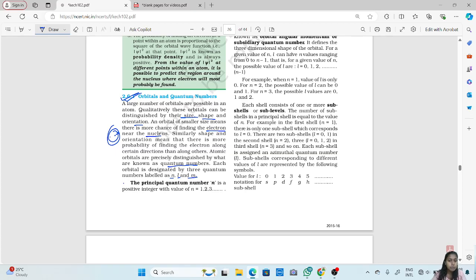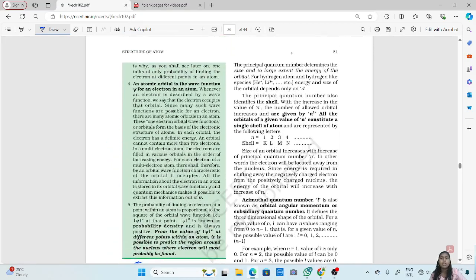Now the first one is the principal quantum number, denoted as n. It is a positive integer value. n is equal to 1, 2, 3, 4, just integer numbers. The principal quantum number determines the size and, to a large extent, the energy of the orbitals. Now what does this principal quantum number determine? It determines the size of the atom and, to a large extent, the energy of the orbital. What will be the energy of that orbital and the size?